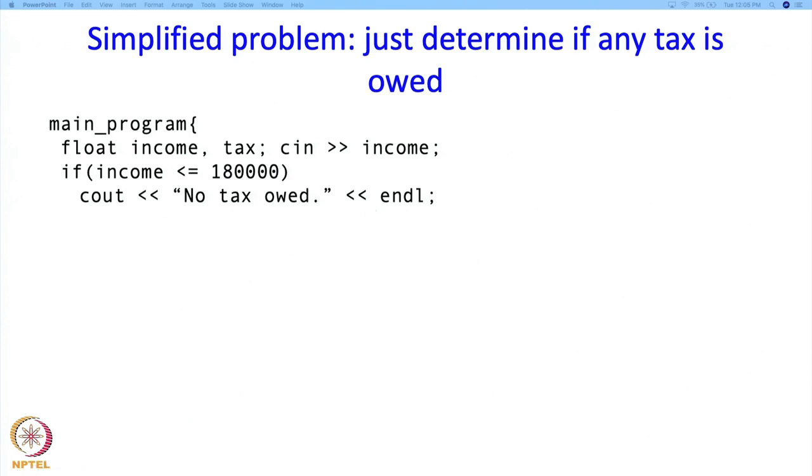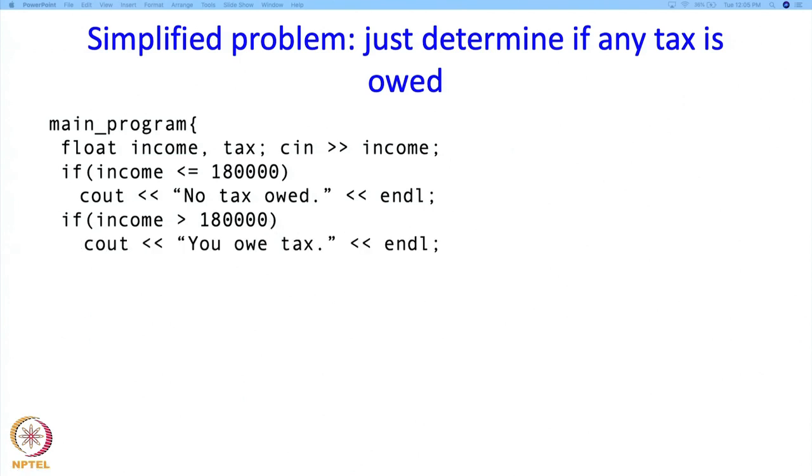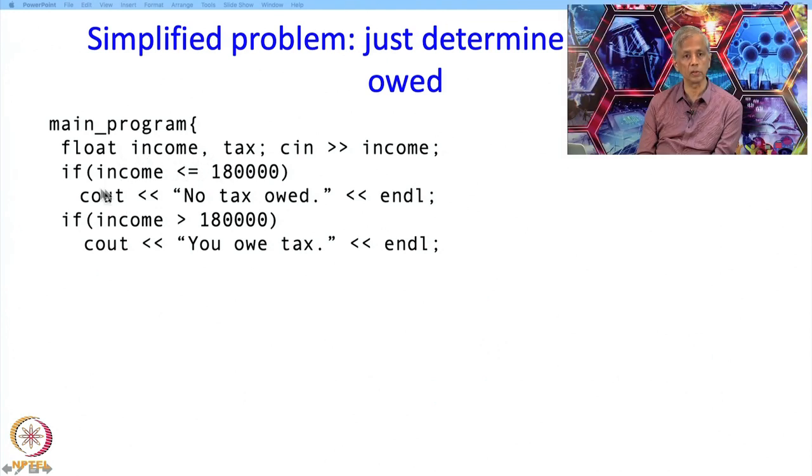Alright. However, if income is bigger than 180,000, then we are going to print out you owe tax. So we read the income, then we compare that with 180,000. So this is expression 1, this is the relational operator, and this is expression 2. If the income is actually less than 180,000, we execute the consequent, which is this, and the consequent simply requires us to print this message.